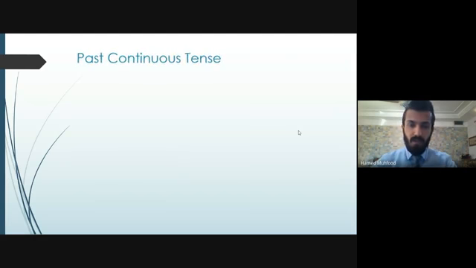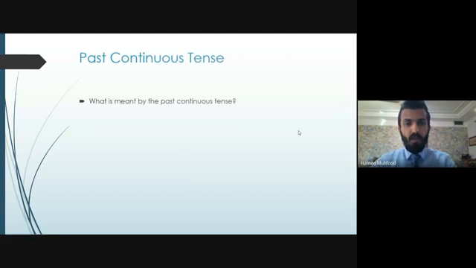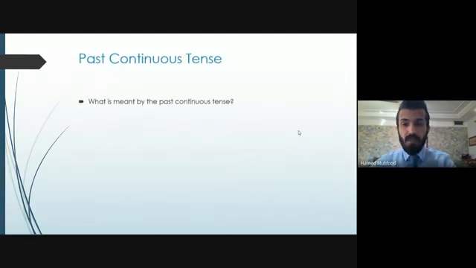So now, past continuous tense. What is meant by the past continuous tense? We said that in Arabic it is الزمن الماضي المستمر. How to form a sentence? Now this is a question: how to form a sentence using the past continuous tense? Do you remember when we studied the present continuous tense? We talked a little bit about how to form sentences using the present continuous tense. So today we are going to study another one which is similar to the present continuous tense.